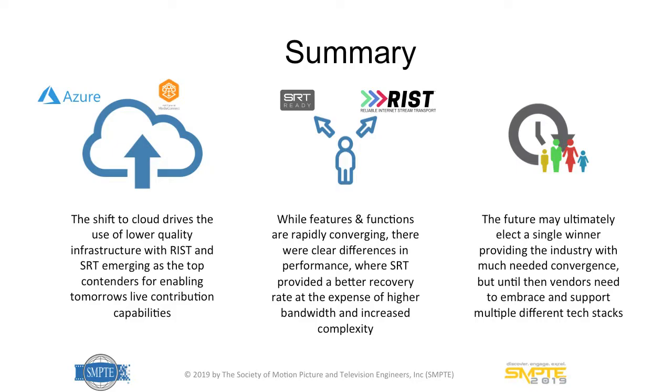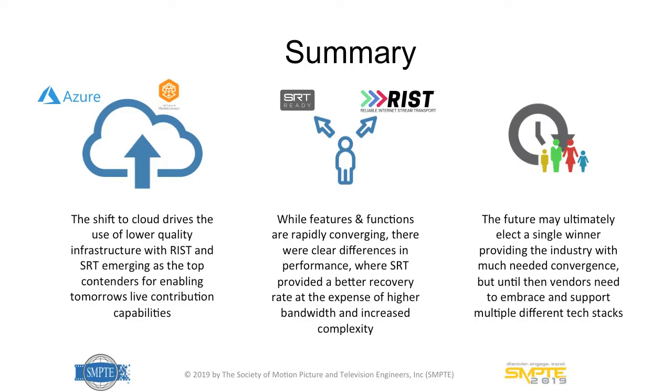I think it's time for us to summarize. So as broadcasters are moving their production workflows into the cloud, unmanaged networks are becoming a part of the end-to-end production environment, and this drives the need for ARQ solutions. From a features and functions perspective, SRT and RIST are rapidly converging. From a performance perspective, we saw that one major factor was how to do your retransmission scheduling, where SRT, by being aggressively speculative, provided a better recovery rate at the expense of higher bandwidth and increased complexity.